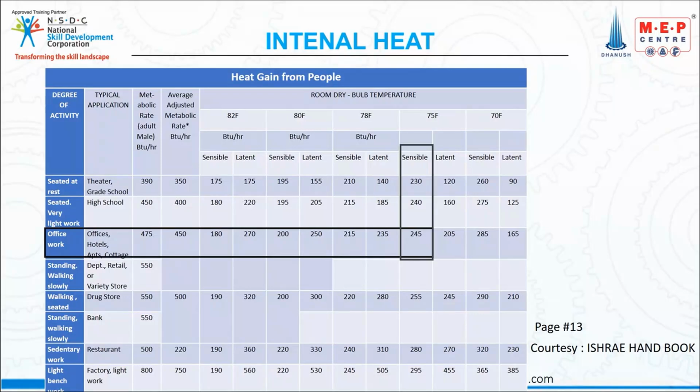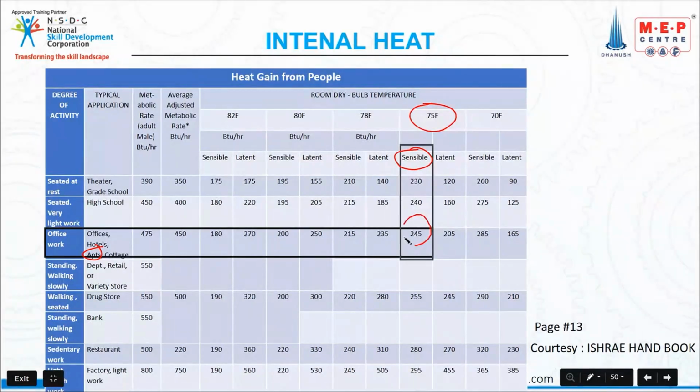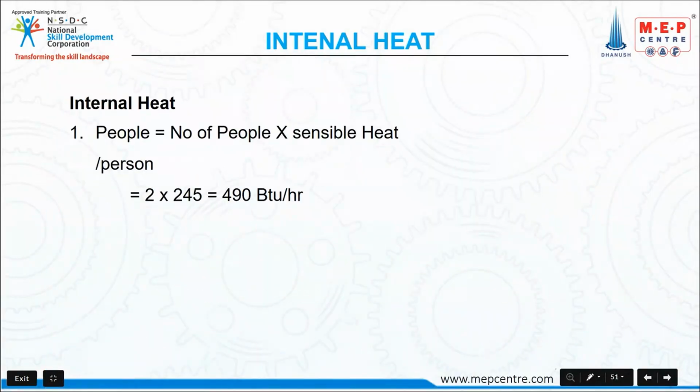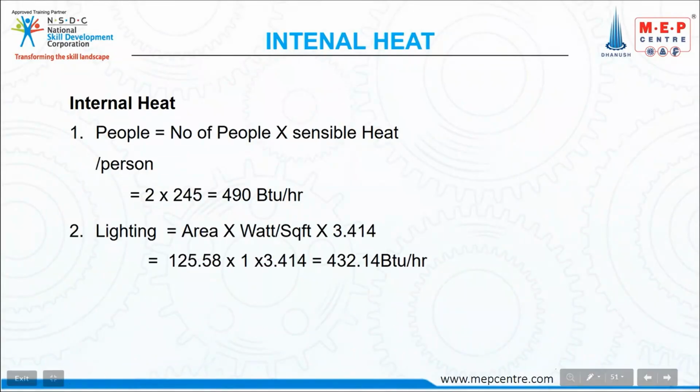So you take application as office work. Now why am I taking office work? Because apartments are included in office work here. Apartments, typical application. Room sensible heat. Room dry bulb temperature is maintained at 75 degree Fahrenheit, so I'm taking the sensible value, which is 245 BTU per hour. Okay. This is the heat gain from people.